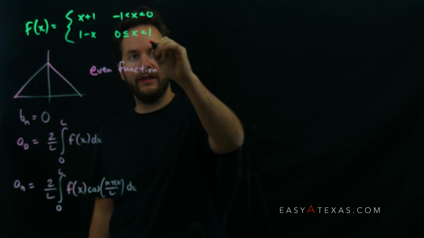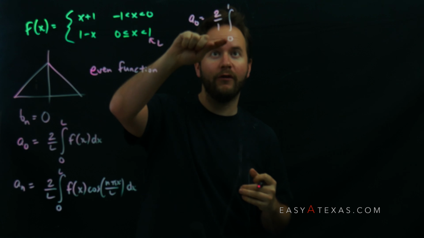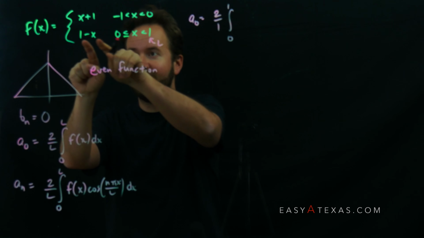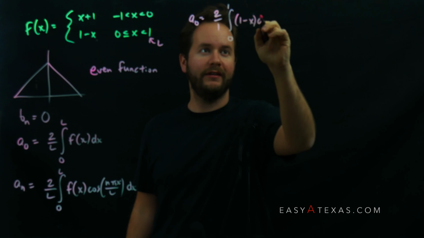Okay, so I'm going to integrate 2 over L. Note here that L is 1. There's L. So I have a sub 0 equals 2 over 1 integral from 0 to 1 of f of x. Now you might say, well, f of x is this weird gross piecewise function. It looks to be multiple pieces. But remember, we're only looking at the interval from 0 to 1. So I only need to consider this piece here, the 1 minus x. So I want to put 1 minus x dx here.